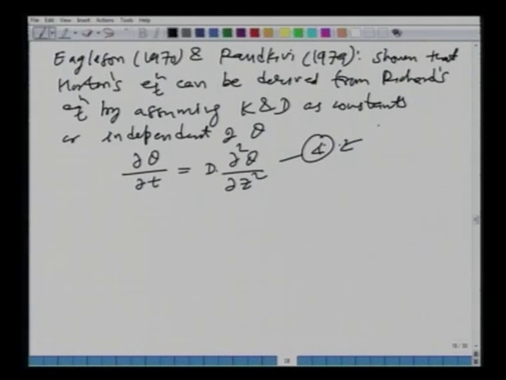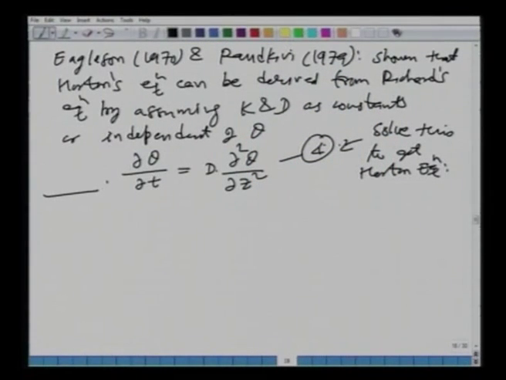If you solve this equation to get the Horton equation, it should be easy to verify. We will not do that here, because it is out of the scope of this course. So, what we are saying is that the Horton equation which we just saw, or you have seen earlier, can be derived under certain assumptions from the Richards equation. We will stop there as far as the Horton equation is concerned, and move to the next empirical equation, or method of calculating infiltration, which is called the Phillips equation.